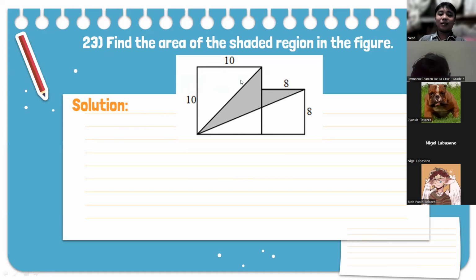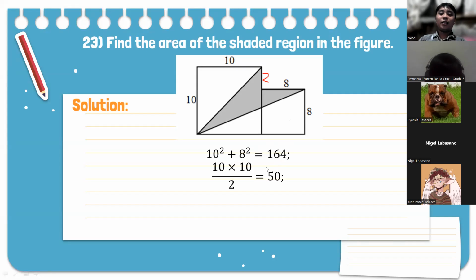So get the sum: 10 squared plus 8 squared, minus the 2 triangles. This one is 10 times 10 divided by 2. This one over here is 8 times what? 10 plus 8, it's 18, divided by 2. As I have said, this is the total area of the 2 squares, 164. And this is the area of the triangle over here.